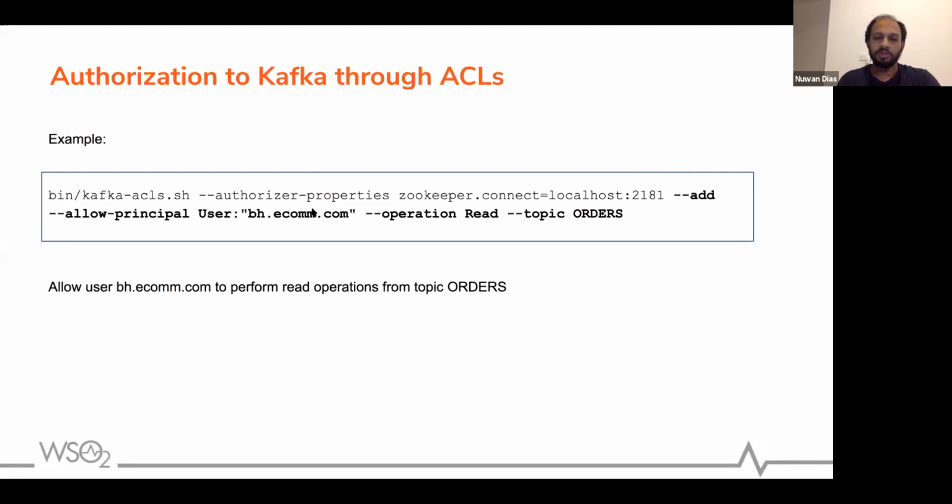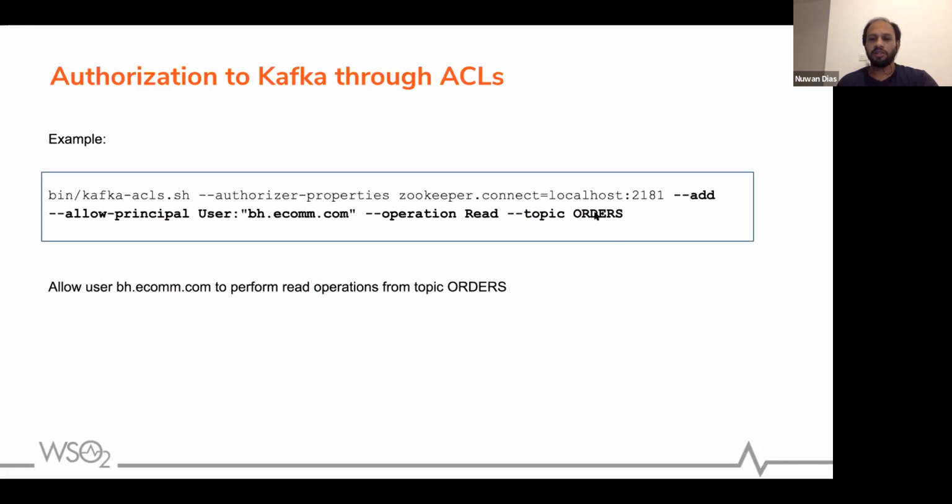And you say who the user is by saying user colon, and in this case bh.ecom.com. This comes from the CN in the certificate, along with the operation you're permitting this user to do. So in this case, user bh.ecom.com is permitted to do read operations on the resource orders.